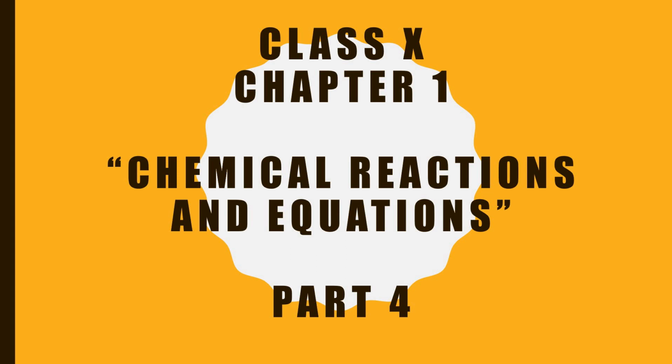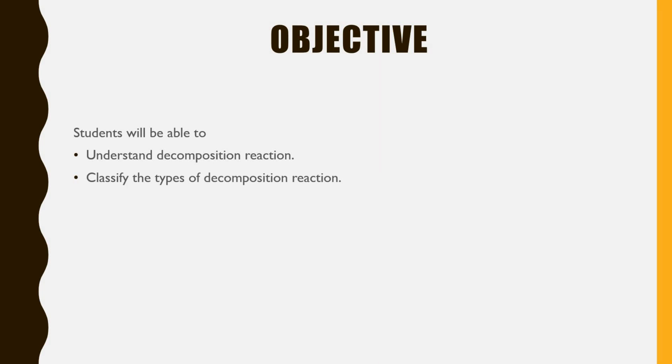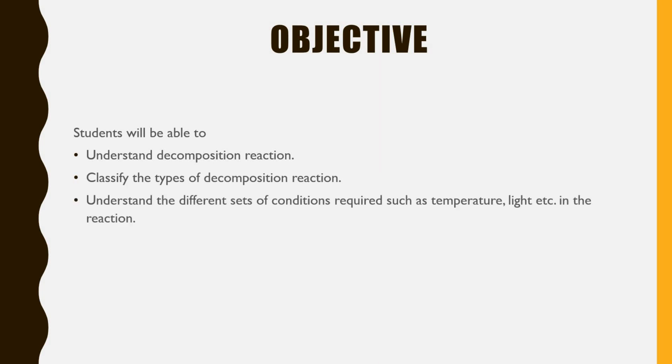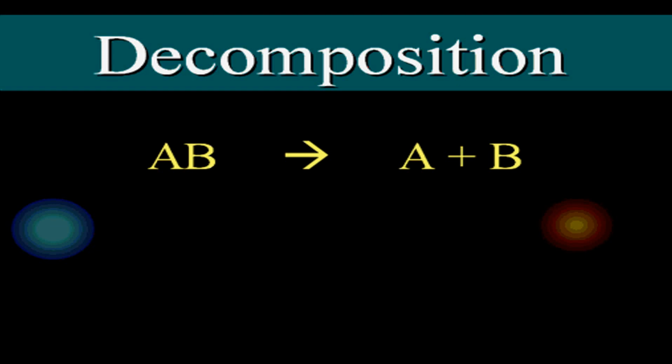This video is of chapter 1, chemical reactions and equations, part 4. By the end of this video, students will be able to understand decomposition reaction, classify the types of decomposition reaction, understand the different sets of conditions required such as temperature, light, etc. in the reaction, and be able to predict the products formed in the reaction. This video is all about decomposition reaction.